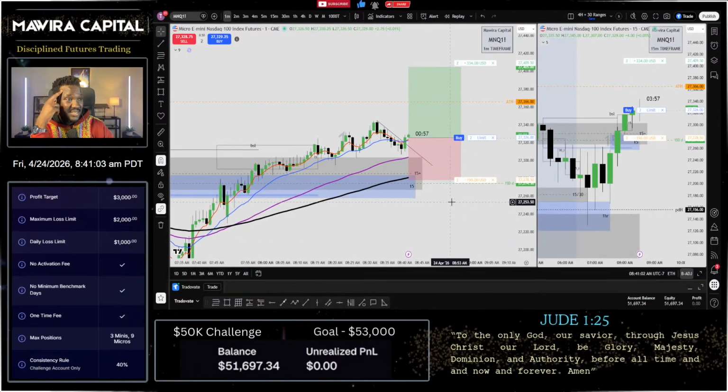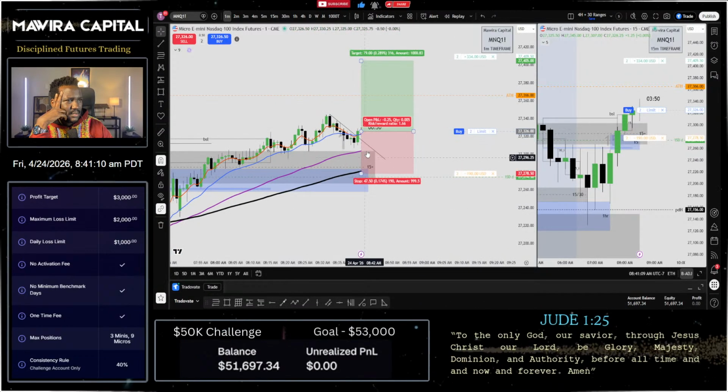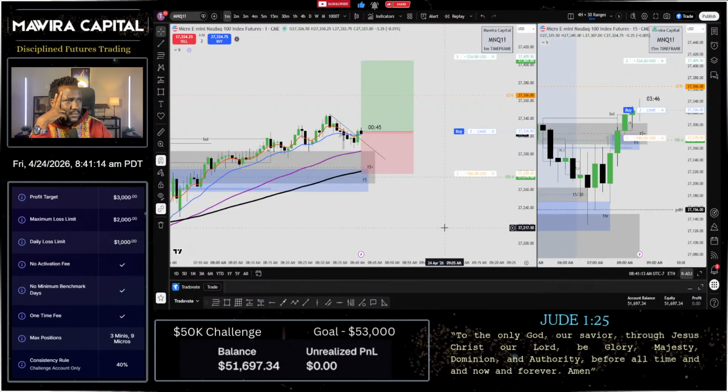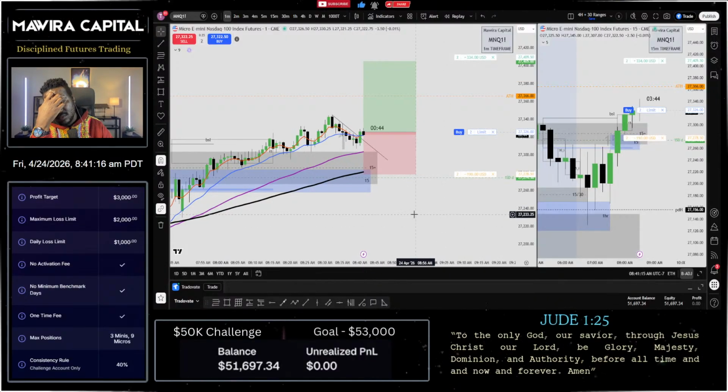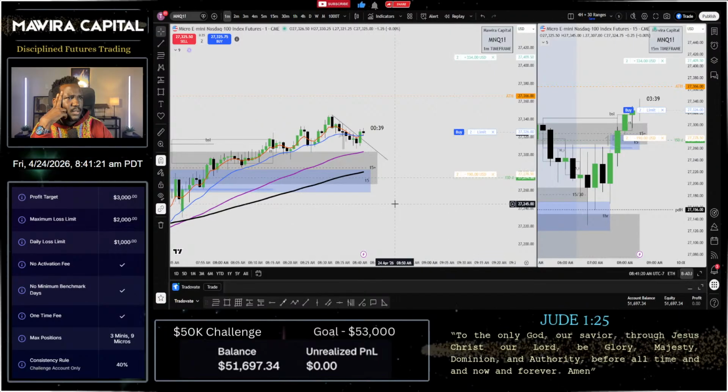It looked like a legit trade, honestly. No, I'm not gonna take it. I need it to be perfect for me to take it, because it's the second trade. So I'm gonna just let that one go. If it works without me, it's all good.